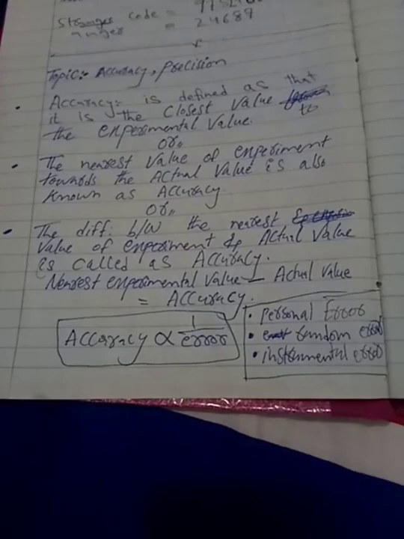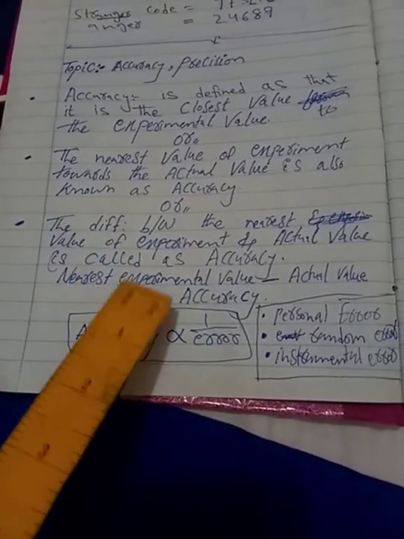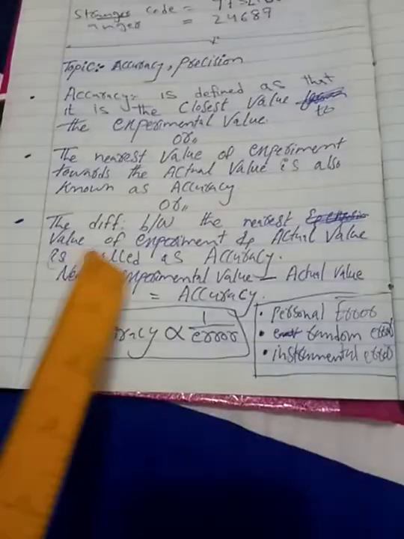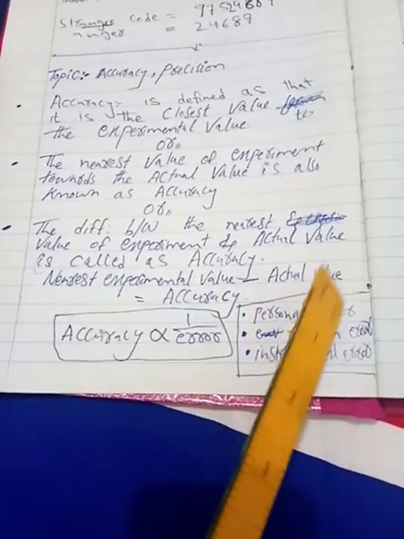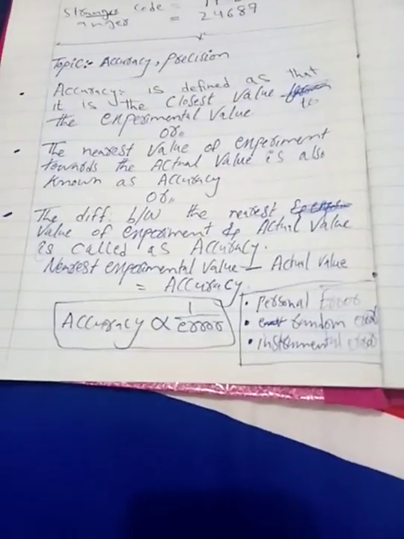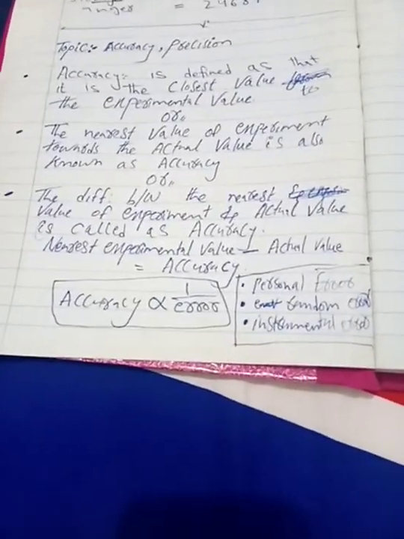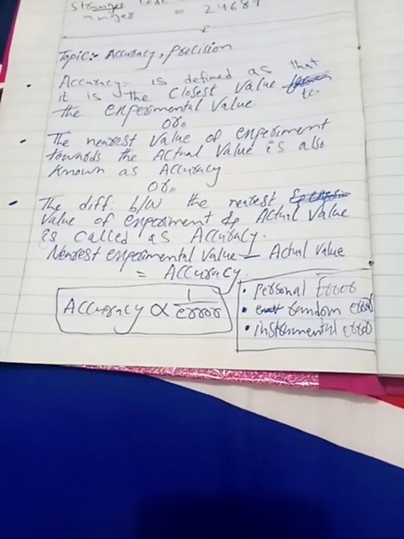Mathematically you can also write this like this: nearest experimental value towards the actual value. When we subtract these both, the answer will be accuracy. So accuracy is inversely proportional to error. Now you might be thinking, what is error? Error is a mistake made by a person, an instrument, or an environment.